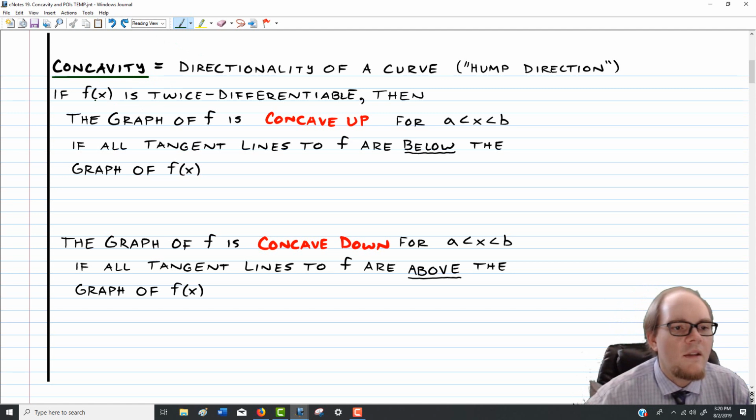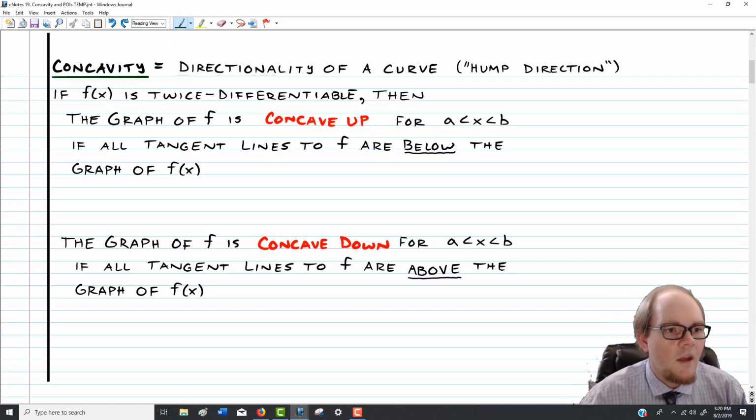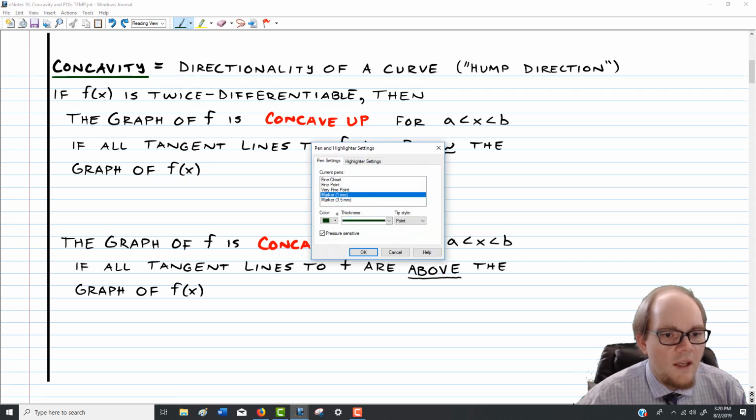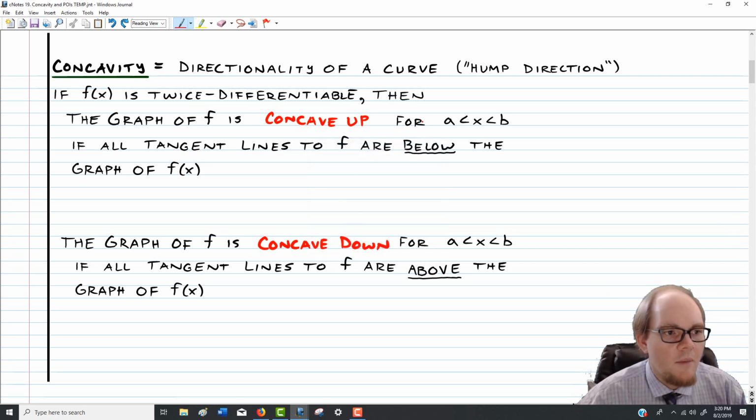So with that in mind, there are two different types of concavity, as you can probably figure out already. The first of those possibilities is that a curve might be concave up. And as it says here, assuming f is twice differentiable, the graph of f is concave up if all tangent lines to f are below the graph of f of x.